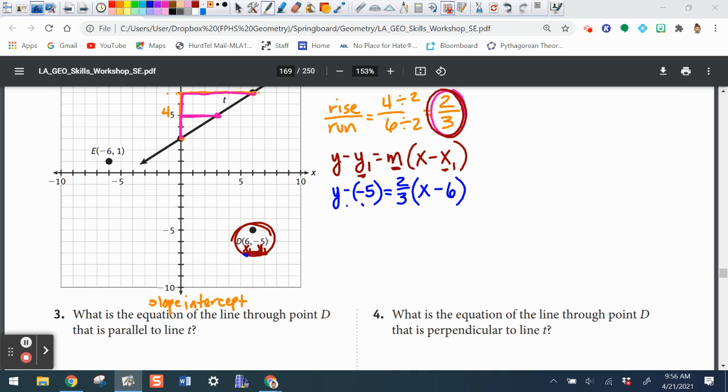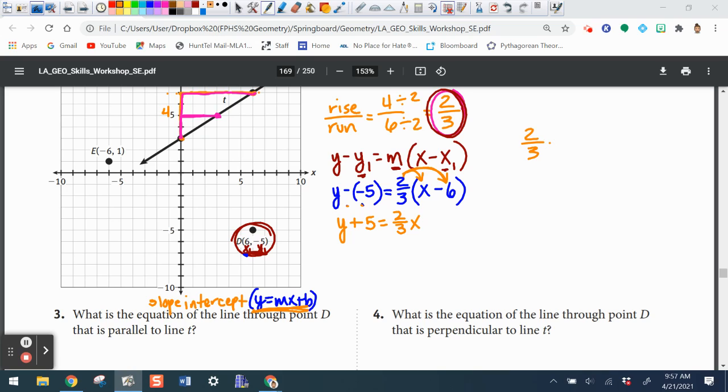Now our goal is to write in slope-intercept form, which is y equals mx plus b. So we need to simplify both sides and set it equal to y. So when you subtract the negatives, simplifying that just looks like changing it to addition. Now simplifying this right-hand side, we obviously don't have any parentheses in slope-intercept form, so we need to distribute this 2/3. 2/3 times x is 2/3 x. And 2/3 times -6. Let's look at that math real quick over here.